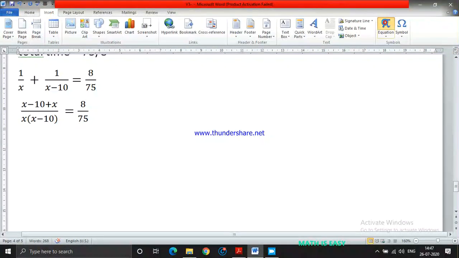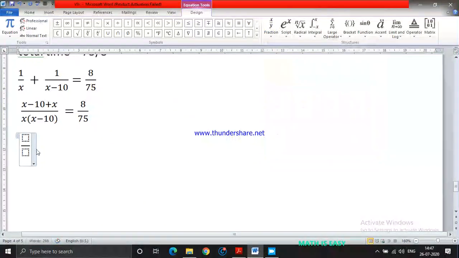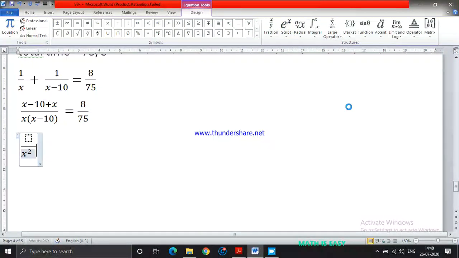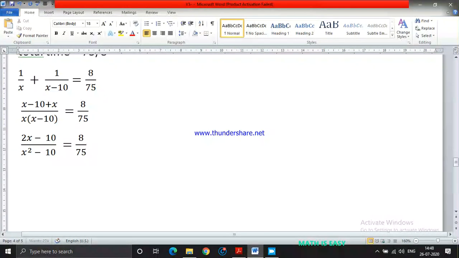Should I leave it or can you solve it, as I promised? So the denominator will come as x square minus 10x in the denominator. The numerator will come as 2x minus 10 is equal to 8 upon 75. Do the cross multiplication.